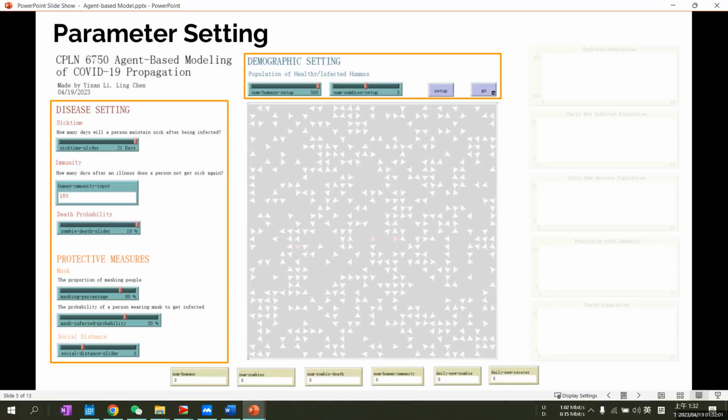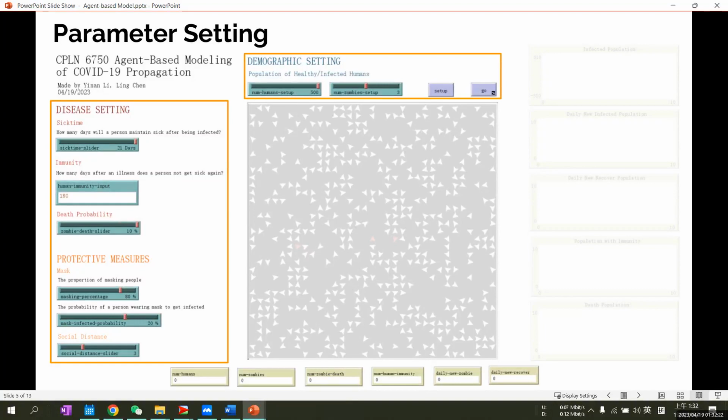Typically, the interval range of sick time is set to 1 to 21 days, which means the time the person will be sick after being infected with the virus. And immunity days refers to how long it takes for a person to recover from an illness and not get sick again. For the death rate of infected people, we set it in the range of 0 to 10% according to COVID-19 experiences.